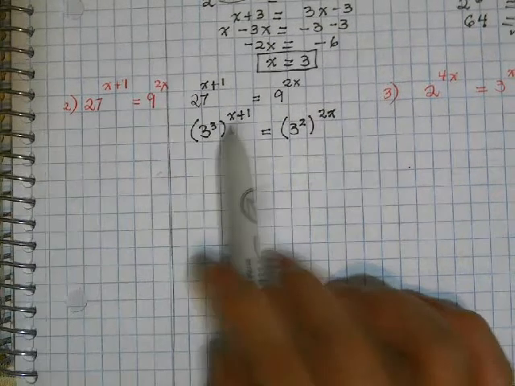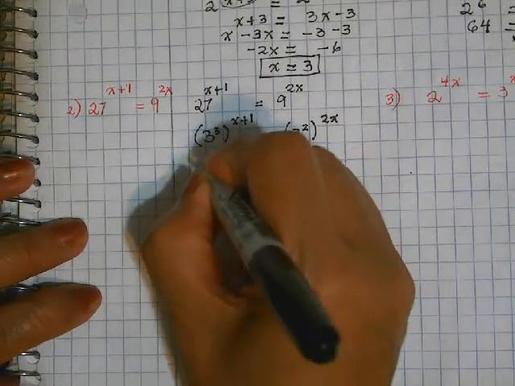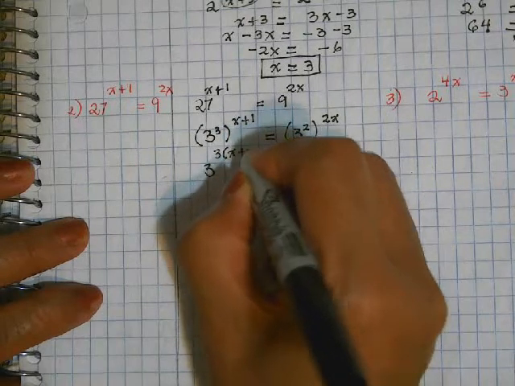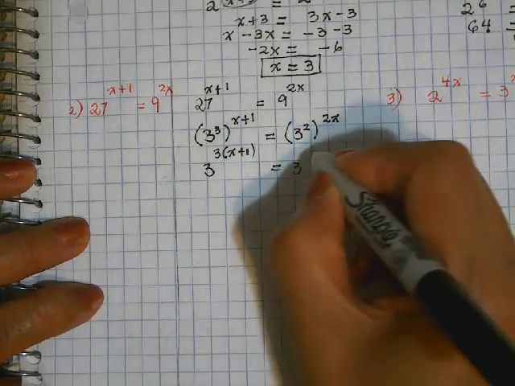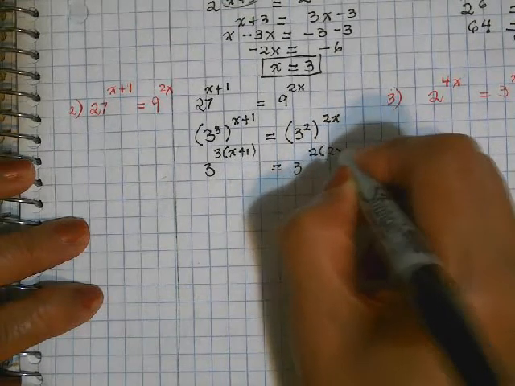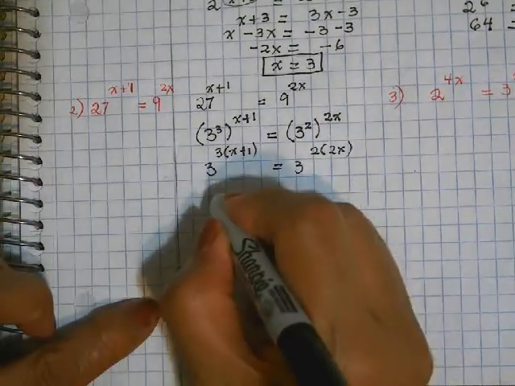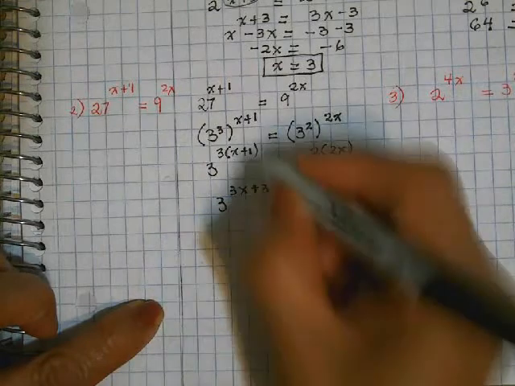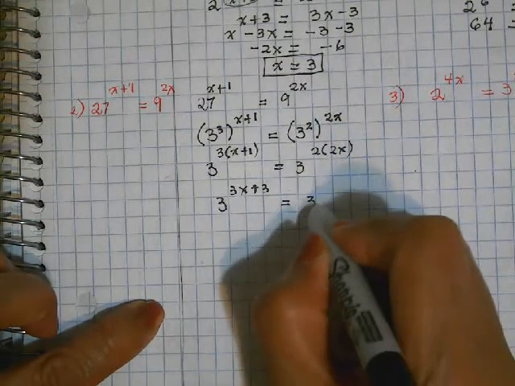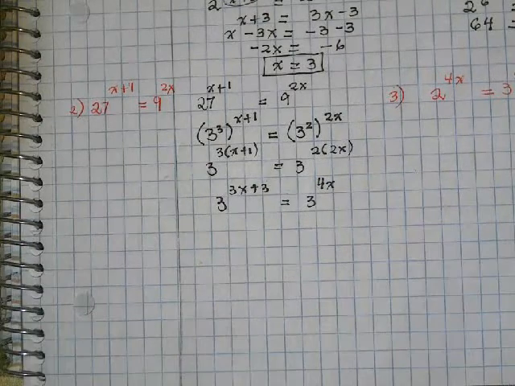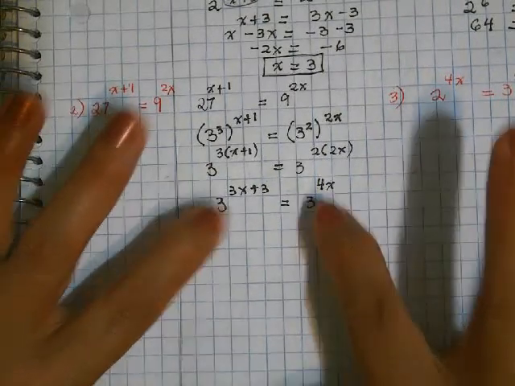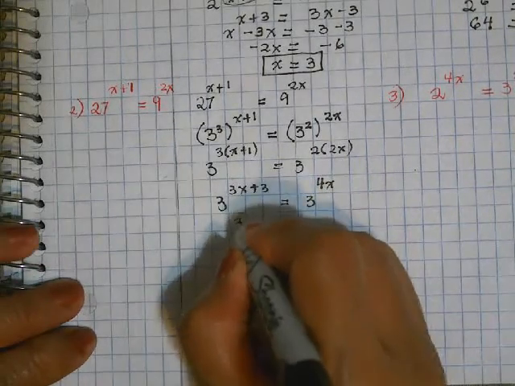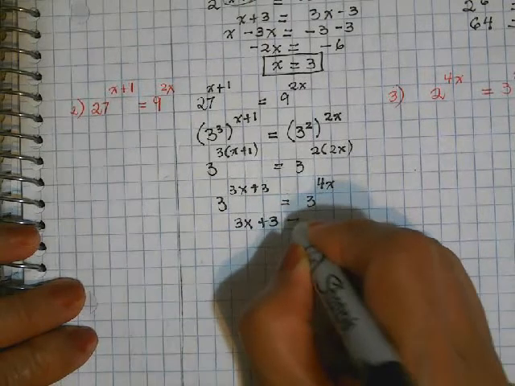And now we said in our first example, when you have something like that, you have to multiply. So 3 multiplied by x plus 1, and here is 3 raised to 2 multiplied by 2x. So let's continue. So this will be 3 raised to 3x plus 3. You distribute, should equal 3 raised to 4x. Okay, so for these two to be equal, their exponents need to be the same number. So we will just convert it to 3x plus 3 equals 4x.